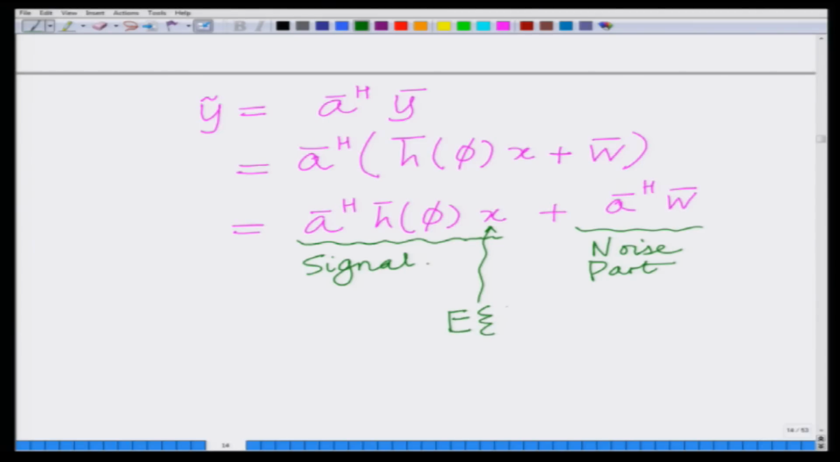Remember, the power in the transmitted signal is nothing but the variance of the signal, expected value of magnitude x square equals P. Let us assume that the transmitted signal power is P. Let us now look at what is the signal to noise power ratio of this system. So, we are looking at a beamformer, performing A bar Hermitian times y bar. We have isolated the signal part, we have isolated the noise part.